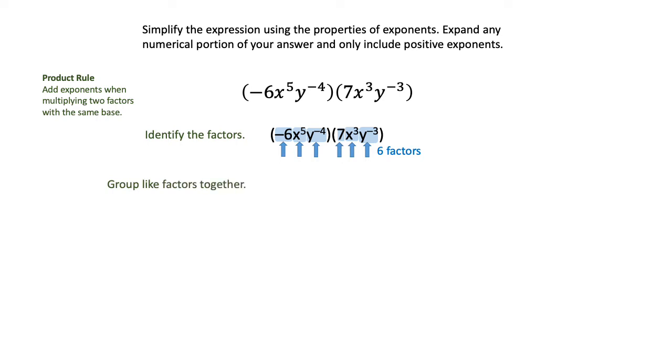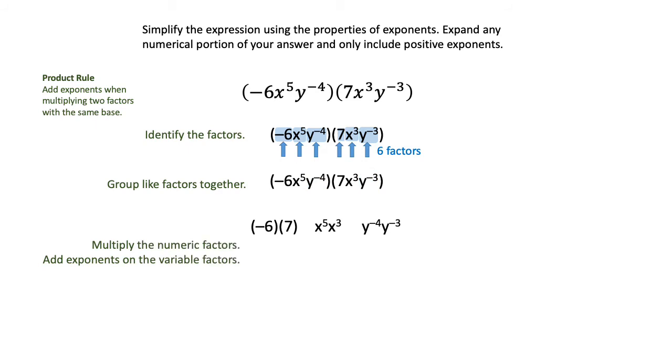And what I'd like to do with those factors is group my like factors together. So looking at the expression again, I'm going to identify negative 6 and 7 as like factors because those are just numbers that I can multiply together. Then I'm going to look at my x's. I've got x to the 5th and x to the 3rd that I can group together. And the y's, y to the negative 4th and y to the negative 3rd can be grouped together.